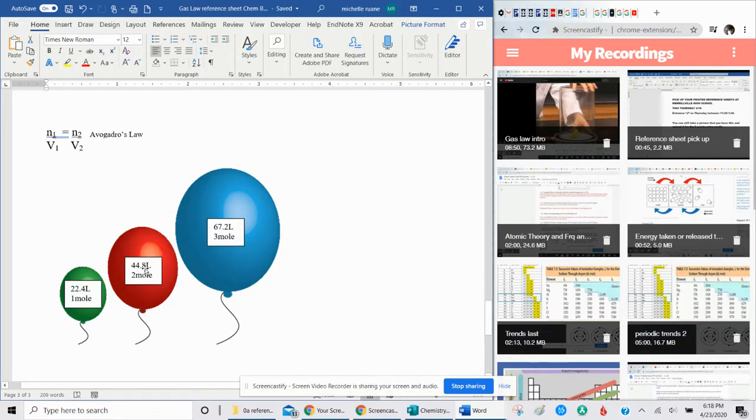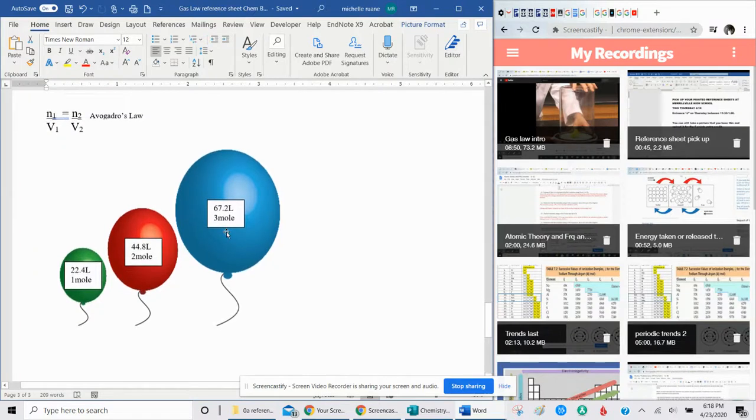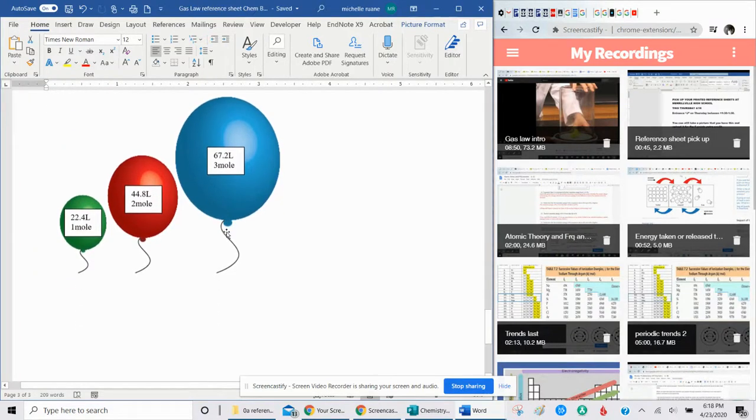It doubles to 44.8 liters. If I triple it, my volume will triple. This is our direct relationship. Volume and pressure are the only ones that are inverse, and that's Boyle's law.